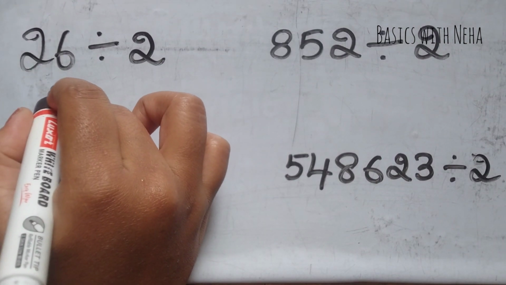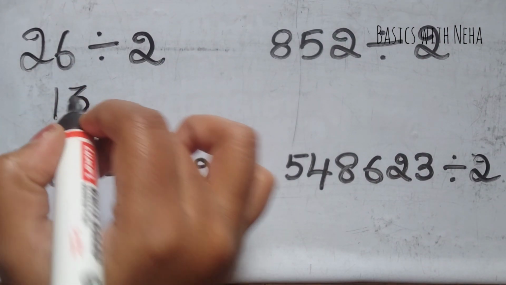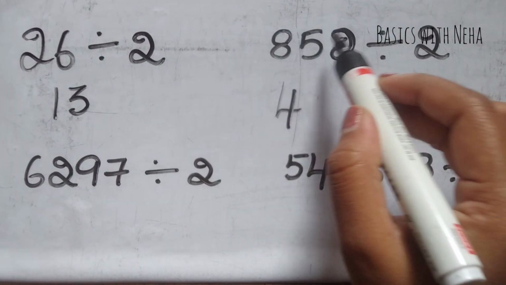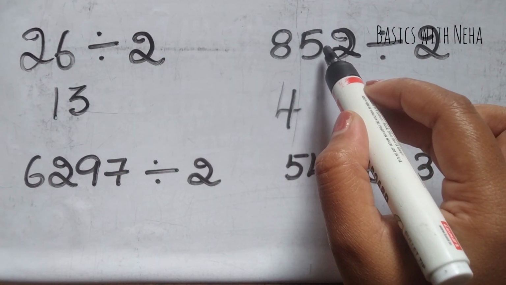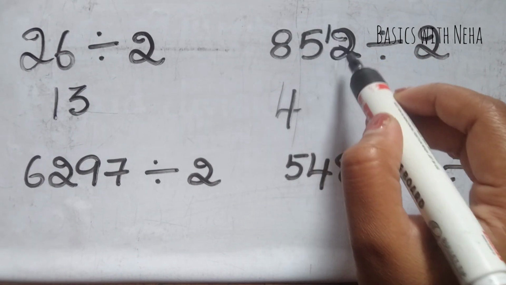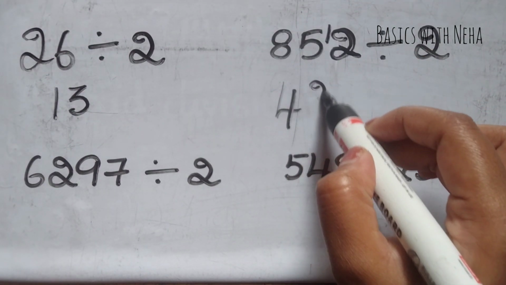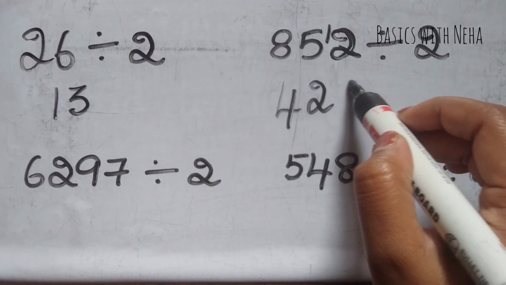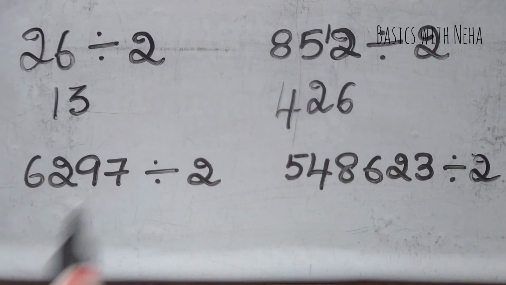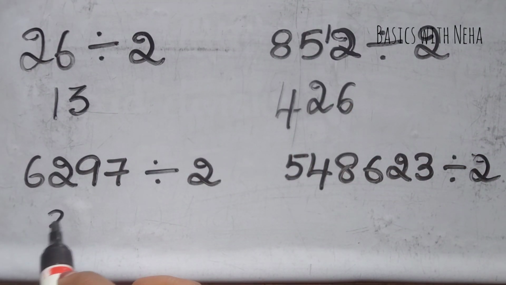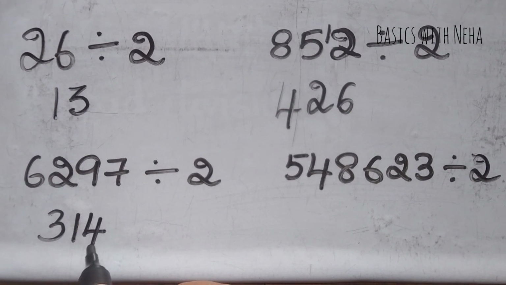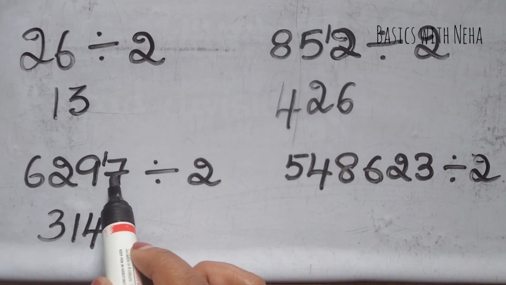Half of 2 is 1, half of 6 is 3. Half of 8 is 4. Half of 5 is 2.5. Whenever I have a decimal place, I'm going to put 1 to the next number. So I'll just write 2, the number before the decimal place. Half of 12 is 6. Half of 6 is 3. Half of 2 is 1. Half of 9 is 4.5. I'll just write the 4. That 0.1, I'm going to take it to the next number.